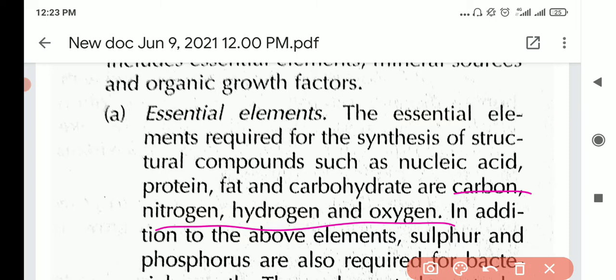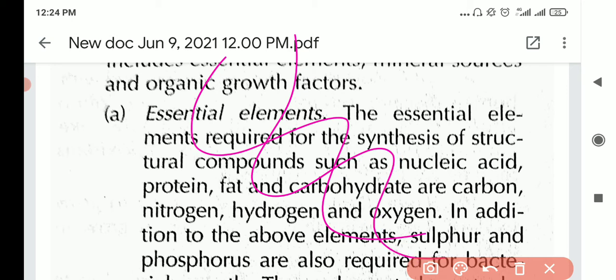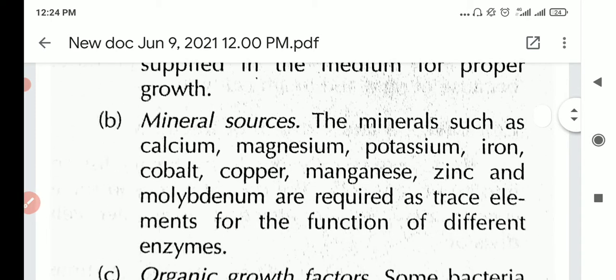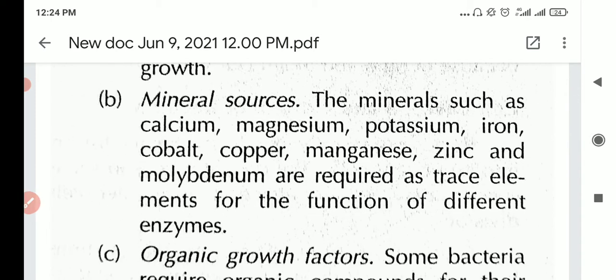Okay, because these are the building blocks of your nucleic acid. Okay, DNA. Remember the structure of DNA. Then you have the phosphate group. Then you have the nucleic acids, that combine with each other. Okay. Then there will be other elements like sulfur, phosphorus, etc. So the minerals, the calcium, magnesium, potassium, iron, etc. These are required in trace elements.